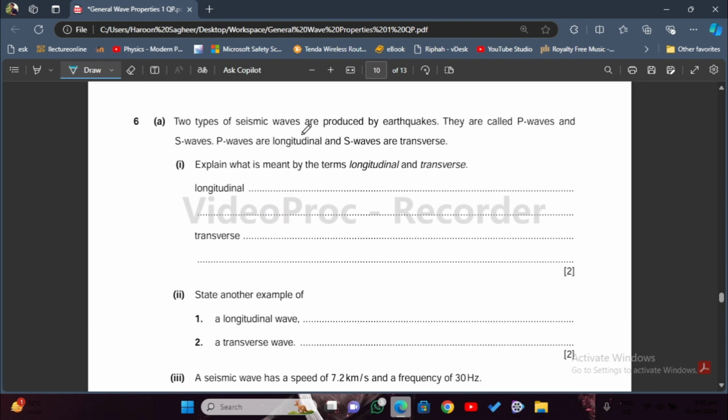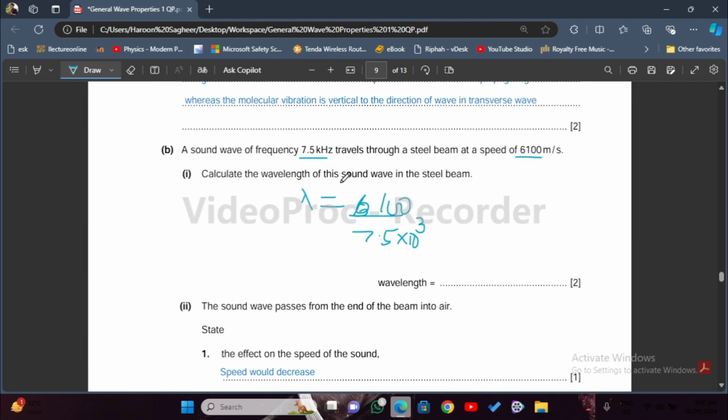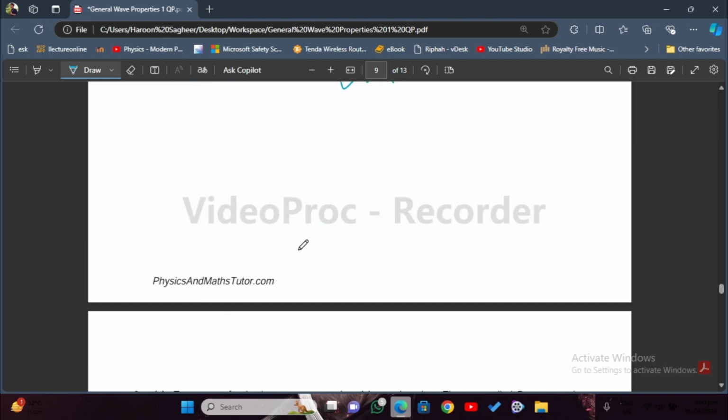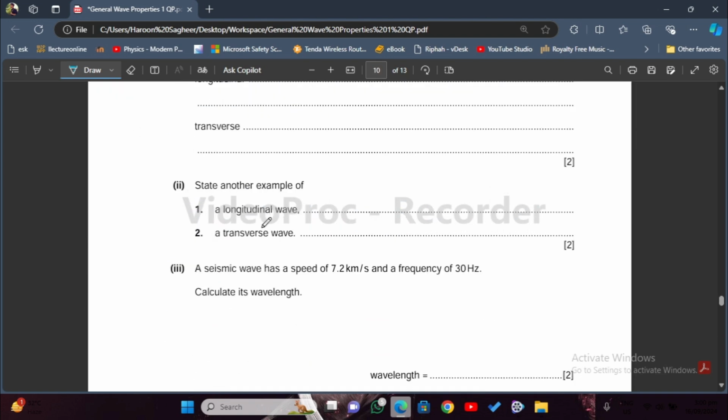Now two types of seismic waves are produced by earthquake. They are called P waves and S waves. P waves are longitudinal and S waves are transverse. Explain what is meant by the term longitudinal and transverse. Well, you can basically write it because I've explained this question in question number 5 part A. The answer is same for both of them. State another example of a longitudinal wave: sound is a typical example of a longitudinal wave. A transverse wave, it's light, a typical example of transverse wave.